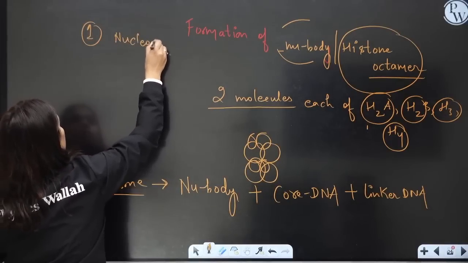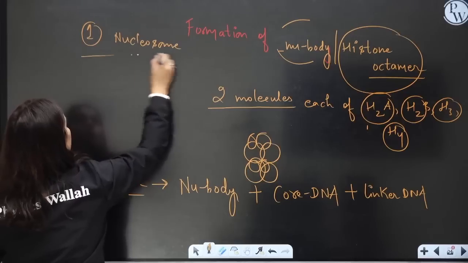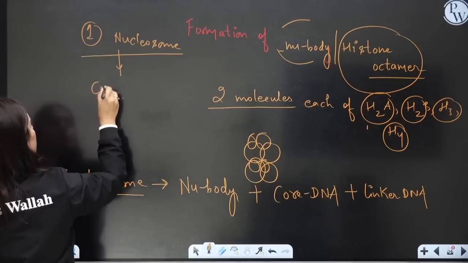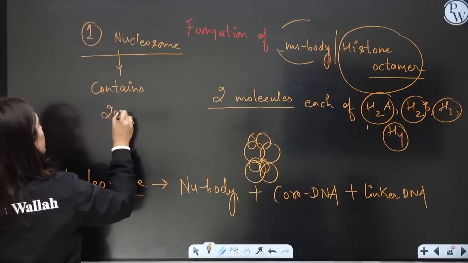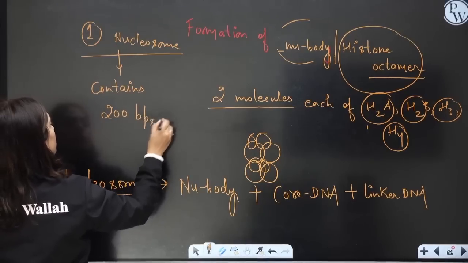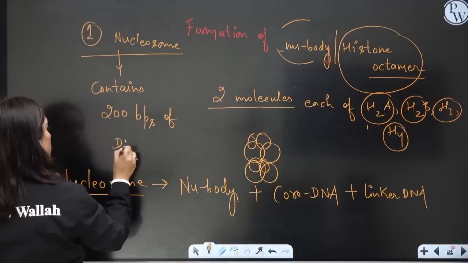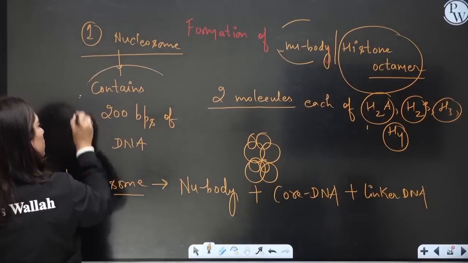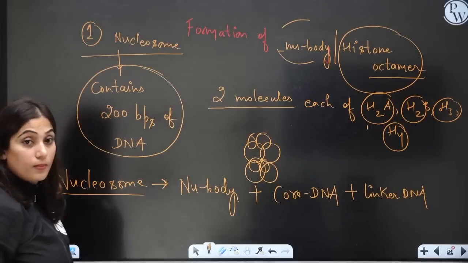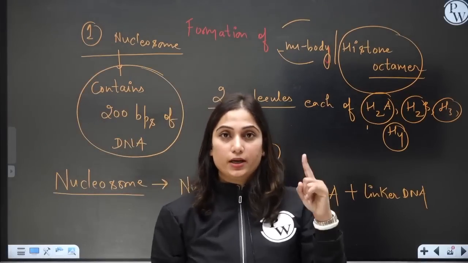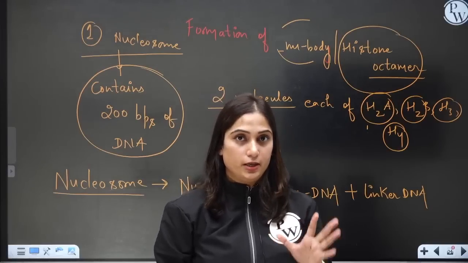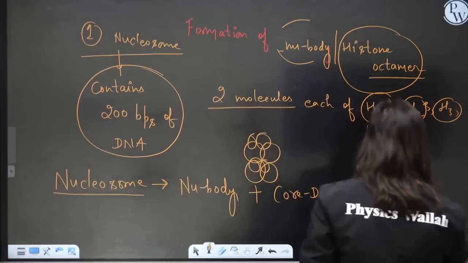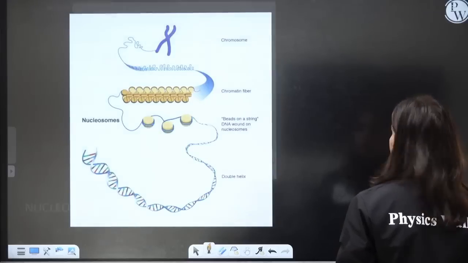And 1 nucleosome, this is very important, contains 200 base pairs of DNA. This is very important. One nucleosome contains 200 base pairs of DNA. It covers 200 base pairs of DNA. Okay. So let's understand this with a picture.